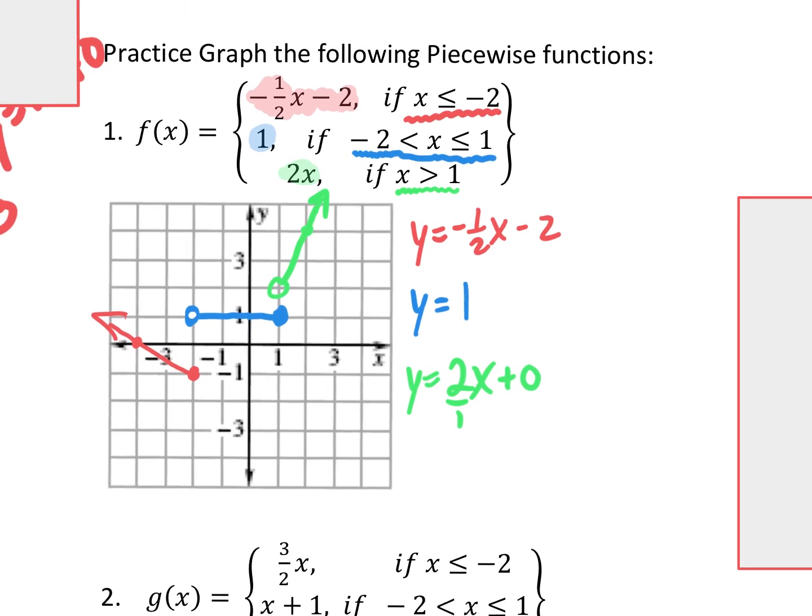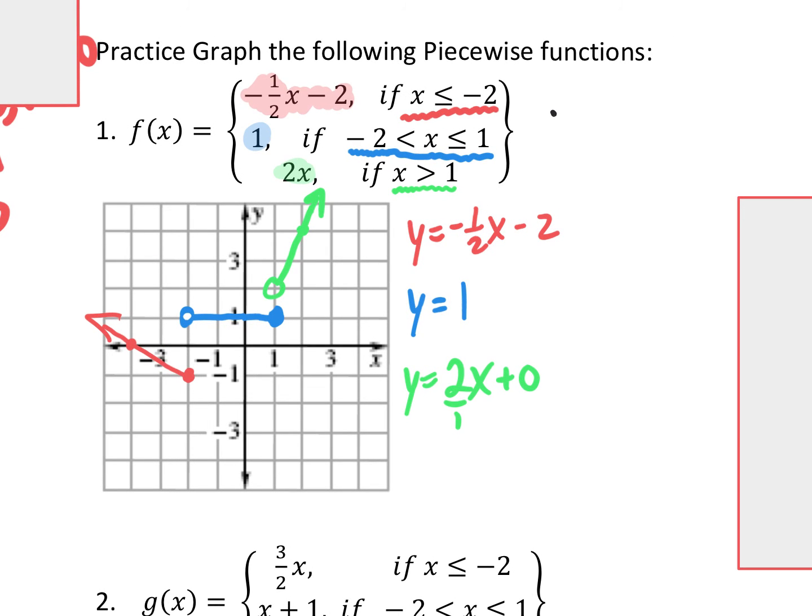It's time for some domain and range. The domain is x equals, anybody? All real numbers, because it goes to the left and it goes to the right forever. Obviously, the red part shows you that it goes to the left forever. The green part shows you that it goes to the right forever. So all real numbers on x. There are no gaps. There are no missing values.